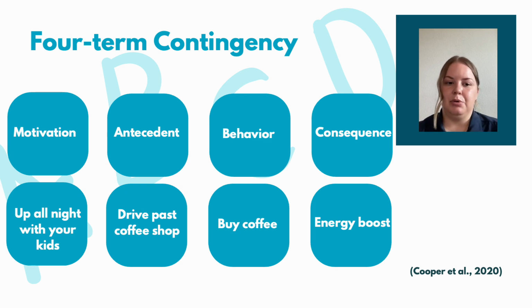For this example, we're up all night with our kids, and that's going to increase the potency of the reinforcer, in this case coffee, because we're exhausted, we're tired, we've got to go to work, we need an energy boost. So the antecedent is we drive past the coffee shop, we engage in the behavior of buying coffee, and then we get an energy boost.